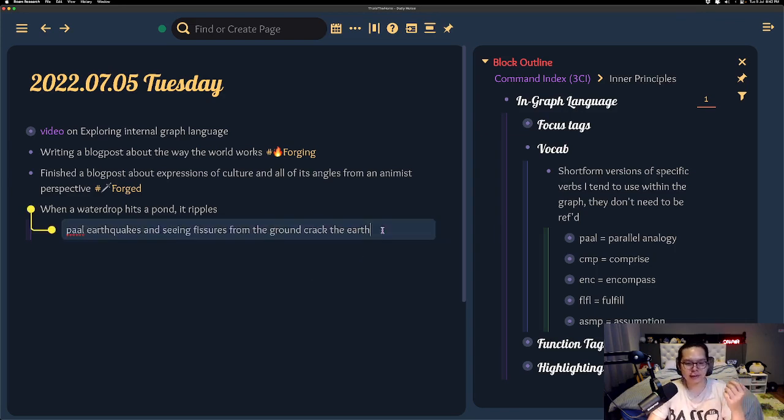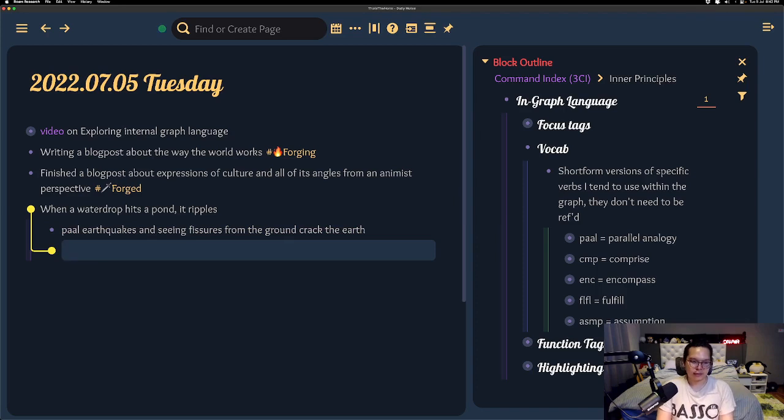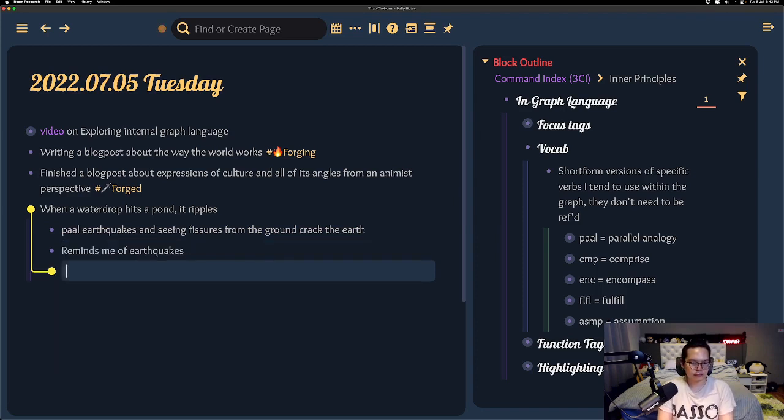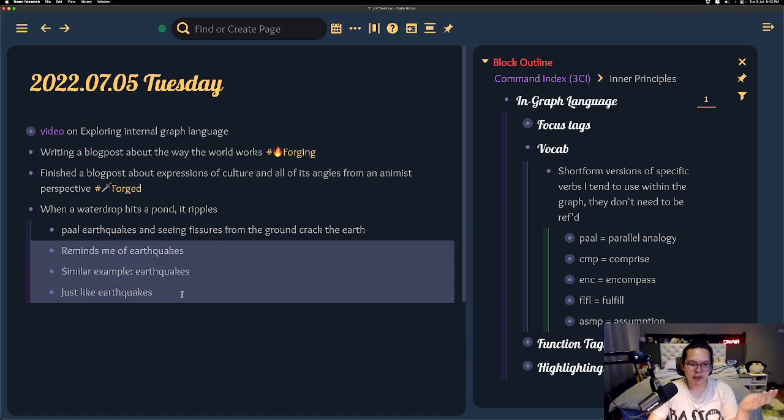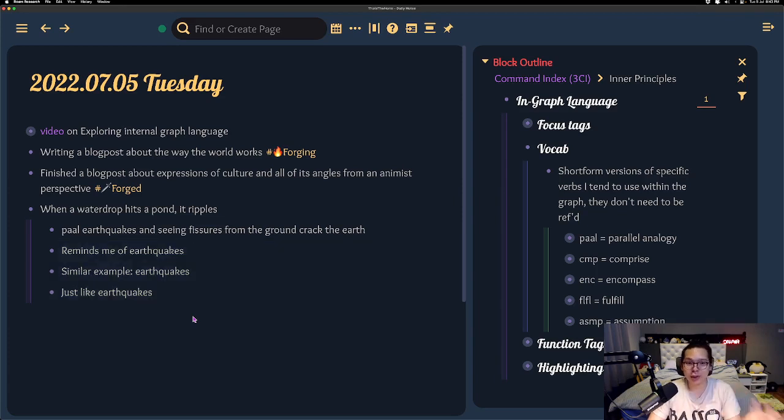Now you might think that I could have just said it in any of these other ways. I could have just been like, reminds me of earthquakes, or, that kind of looks like it, or, this is quite similar to earthquakes in geology. Sure, that's fine. But in digital note-taking, efficiency is quite a big factor.